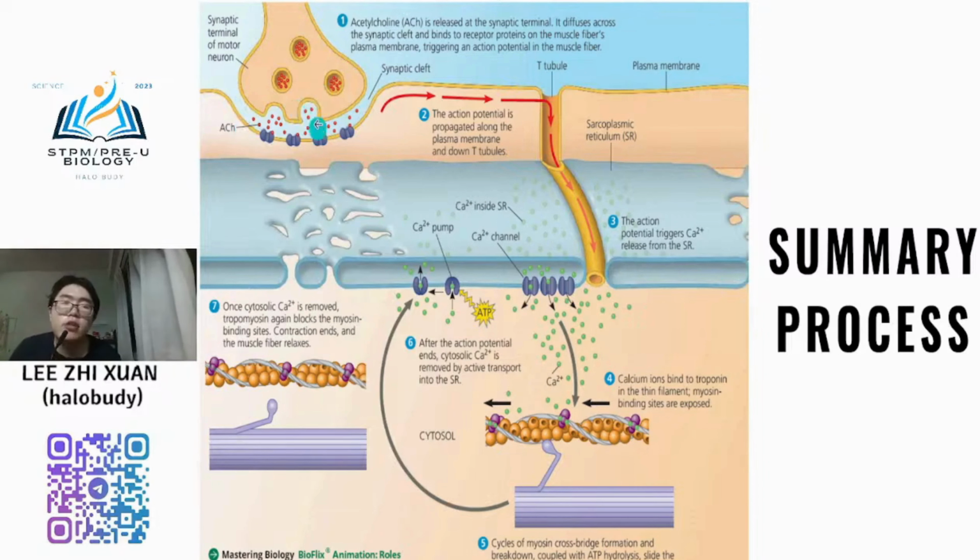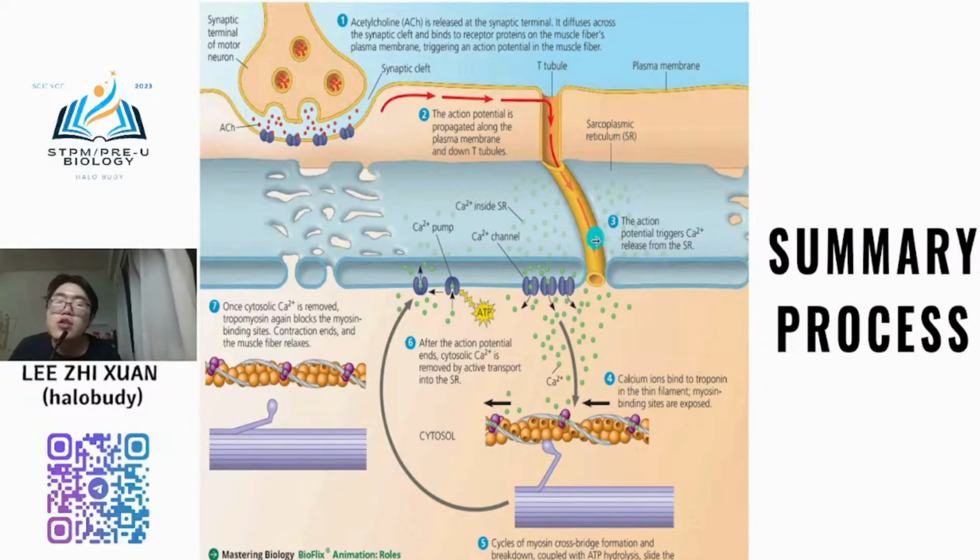So the acetylcholine will be released from the presynaptic neuron and bind to the receptor on the plasma membrane of the muscle tissue, known as the sarcolemma. Once the neurotransmitter binds to the receptor, it will trigger an action potential. The action potential will be propagated along the plasma membrane, go down the T tubule, until it reaches a type of smooth endoplasmic reticulum that you already learned in Sem 1, known as the sarcoplasmic reticulum, SR.